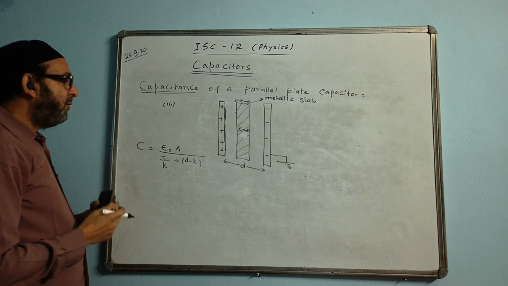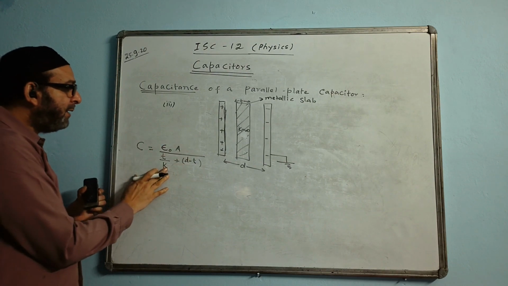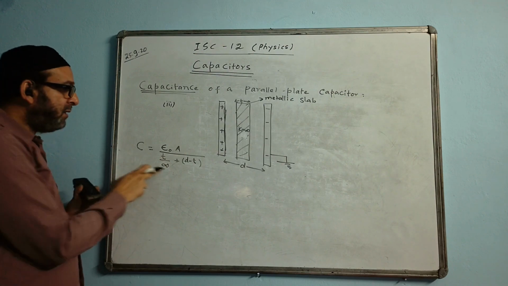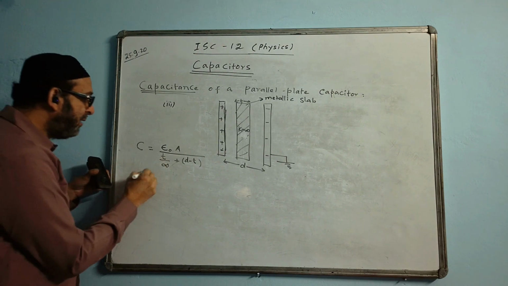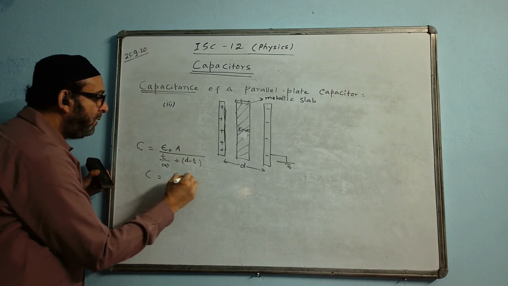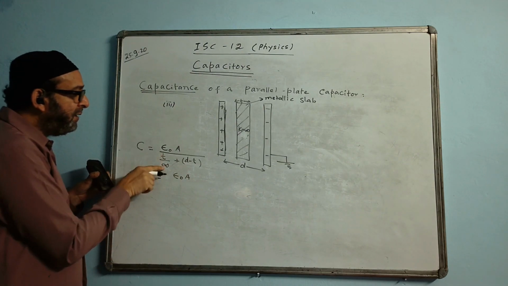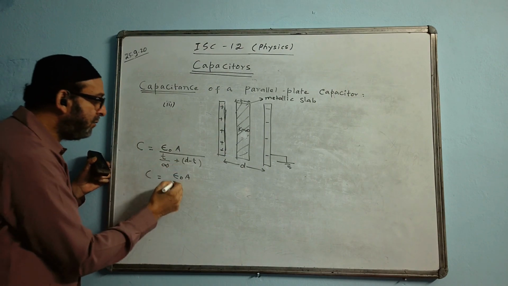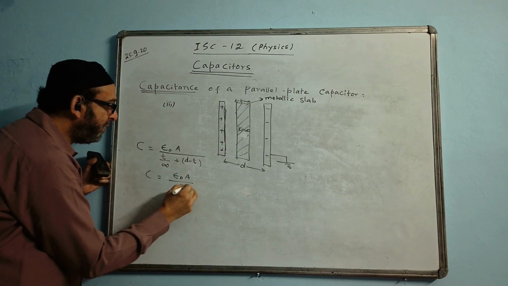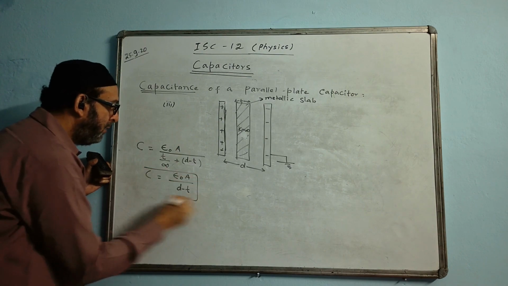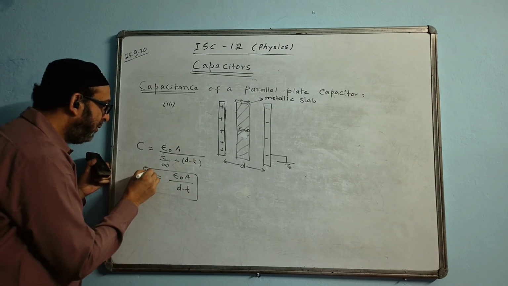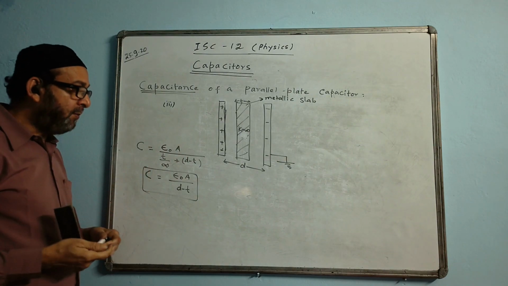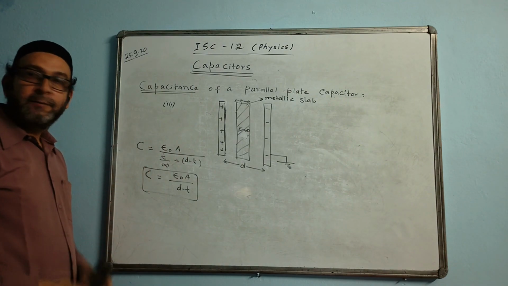And the formula will also be the same. Here we are writing T by K, and the value of K is infinity. The next line will become epsilon naught A, T by infinity. Anything divided by infinity is 0. So this term becomes 0. Only this will be left over: D minus T. This is the formula of C when a metallic slab is inserted between the plates, but partially, not fully.